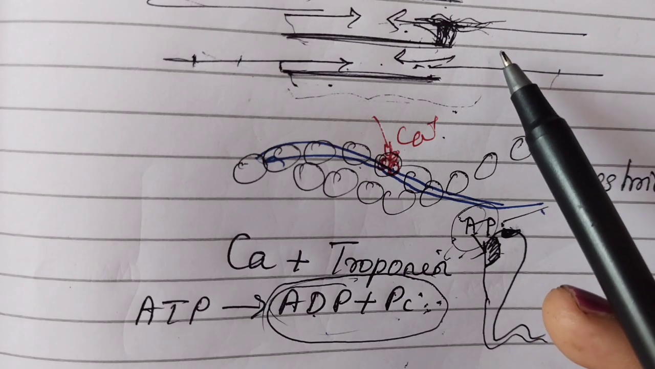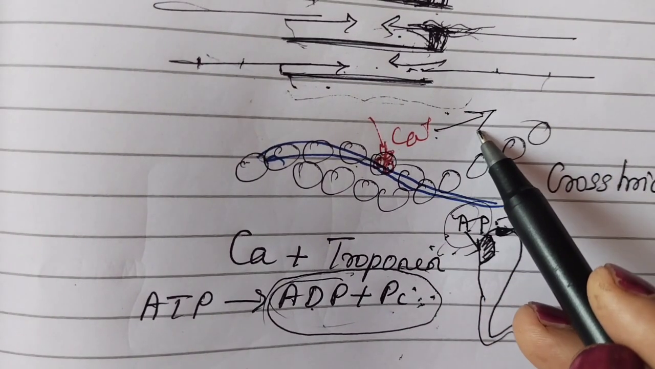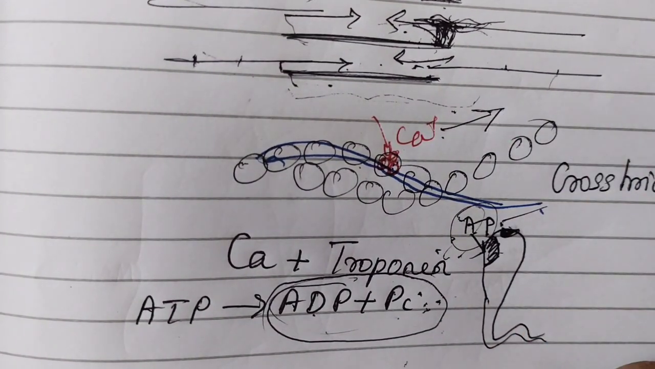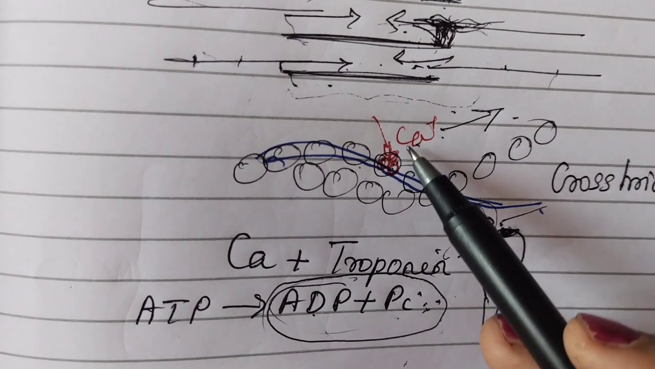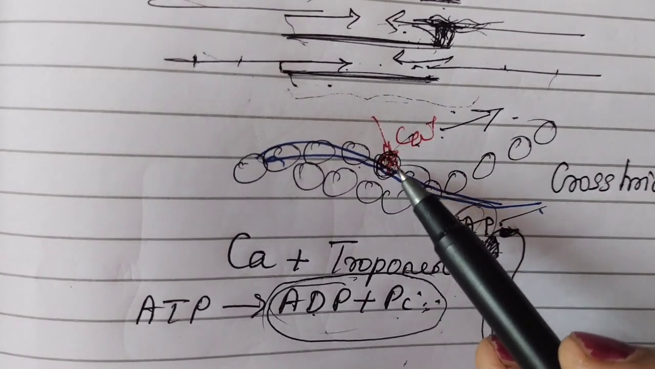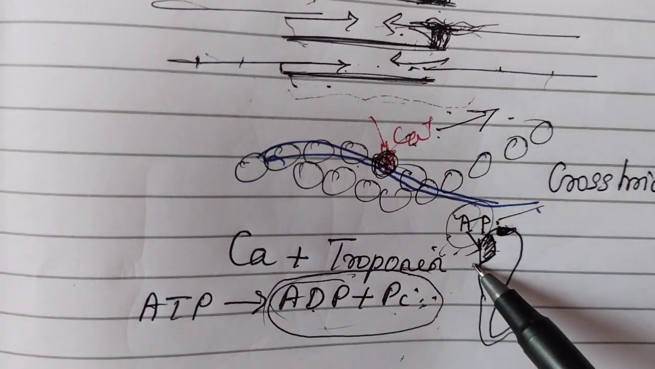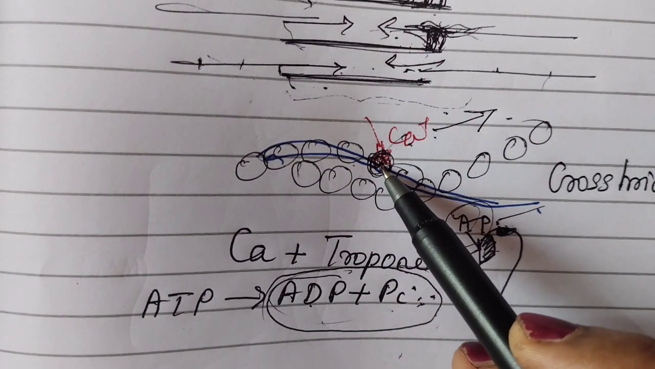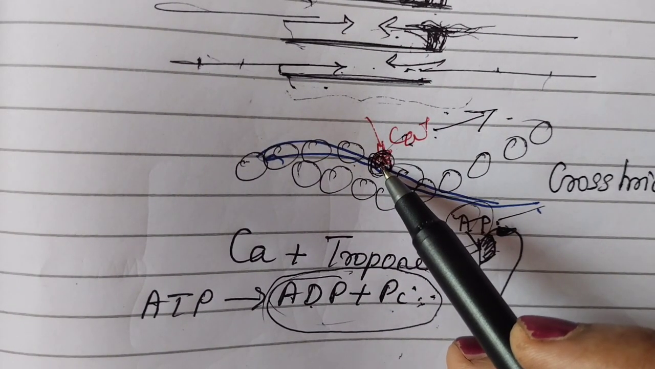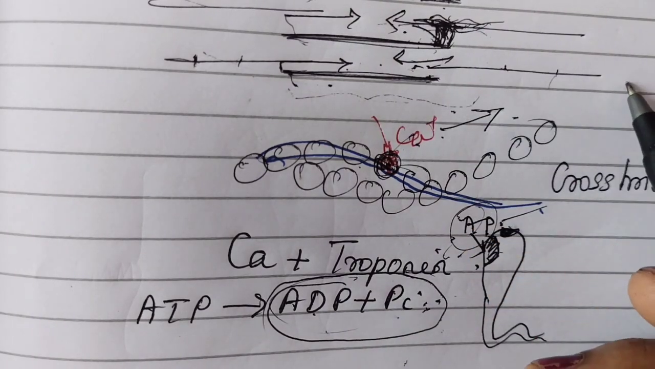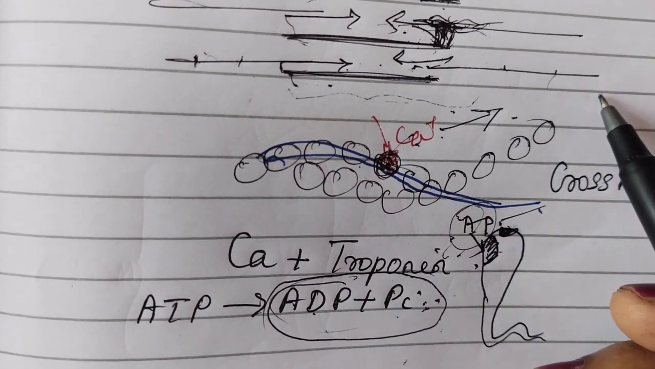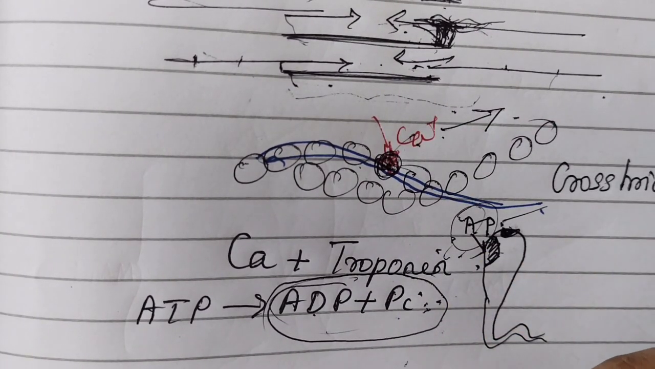So during this time what happens? The calcium will go back to the sarcoplasmic reticulum. So once calcium goes back, the troponin will come and sit at the old position, masking the myosin binding site. Now the myosin is not able to bind with the actin. As a result, what happens? The Z line will return to its original position. So that is called a relaxation.